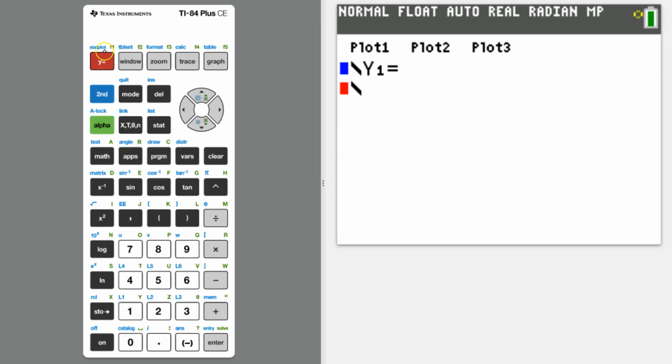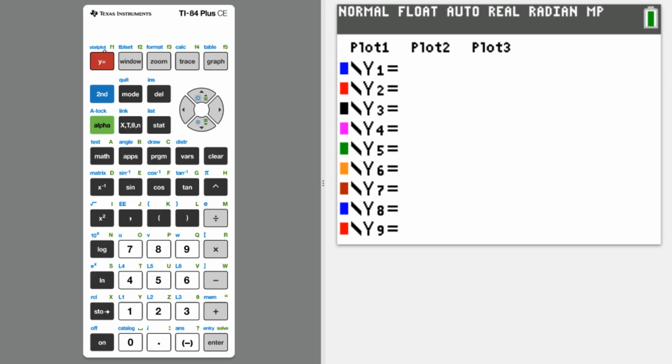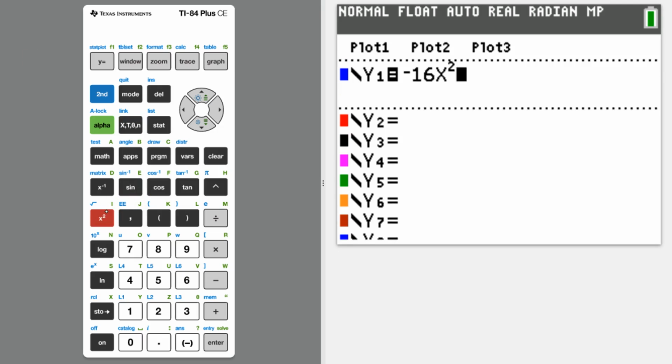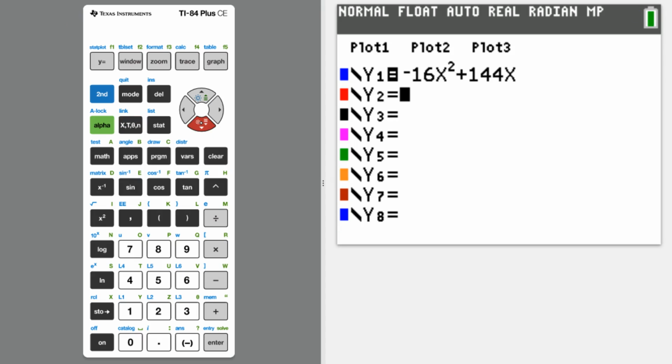So now we're going to press y equals, and we're typing negative 16x squared, you use an x instead of a t, plus 144x. Make sure to use the negative sign that's next to the enter and not the minus sign that's above the plus. And then in y2 we're typing 128, and we need to set some good window dimensions for this.